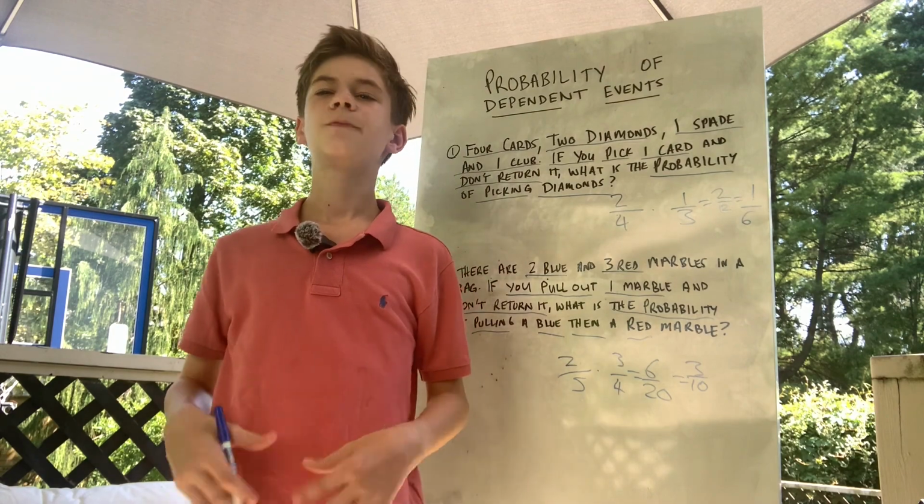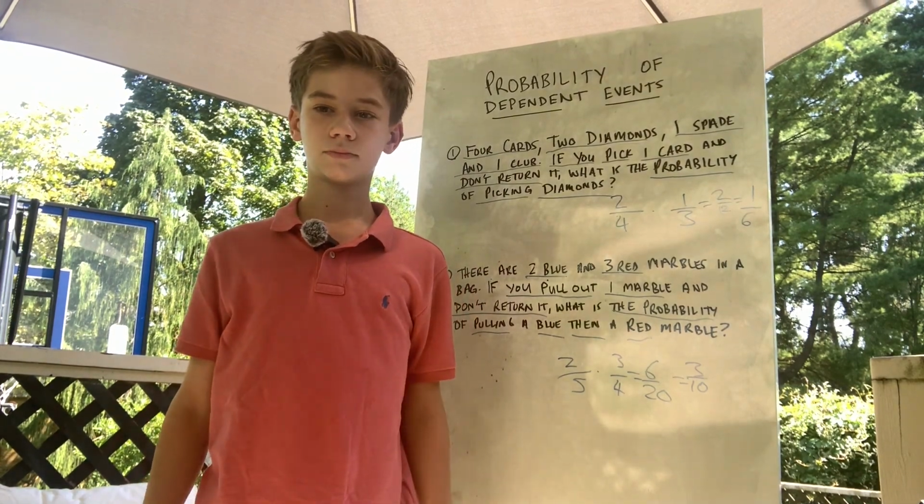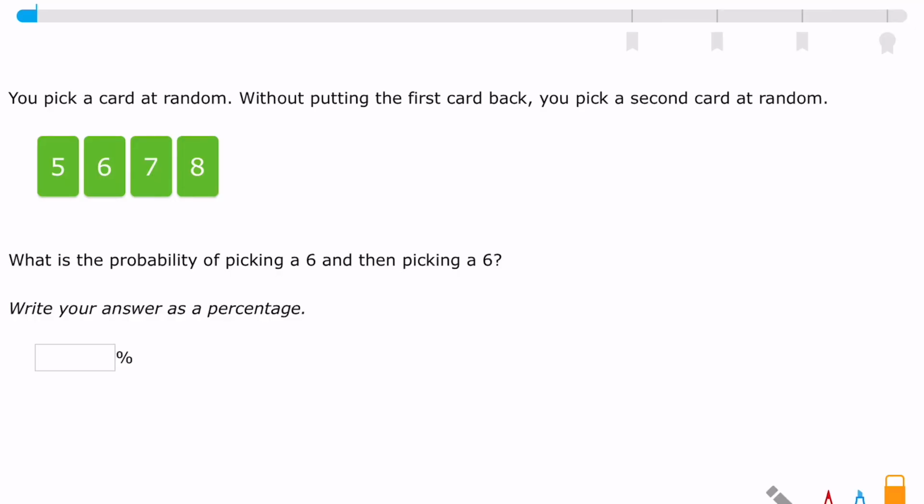Now, on to IXL for some more examples. Welcome to IXL. The first question says, you pick a card at random. Without putting the first card back, you pick a second card at random. What is the probability of picking a 6 and then picking a 6?